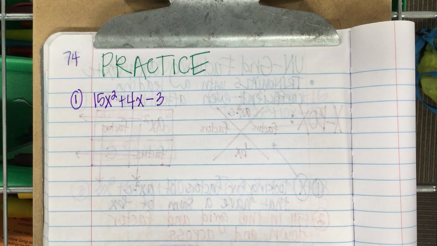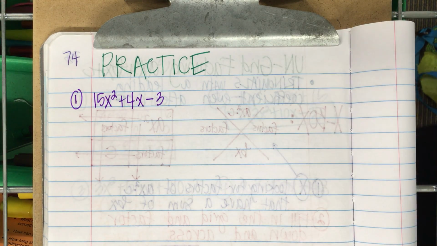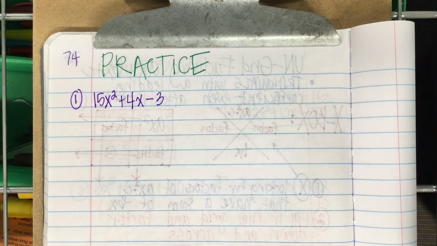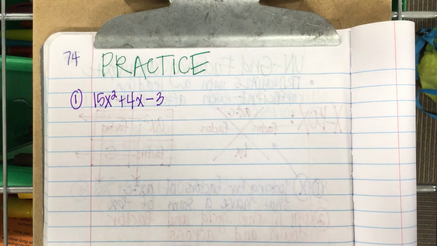All right, let's try that one. 15x squared plus 4x minus 3. The x is just to organize you. Could you figure out the factors without drawing the x? Yes. It's just an organizational tool that can be helpful.